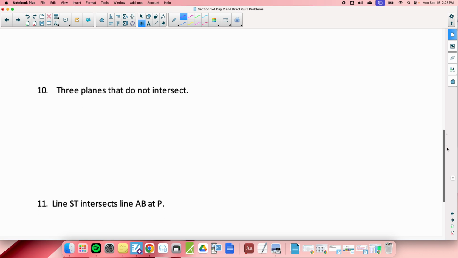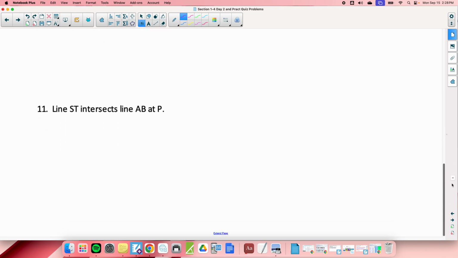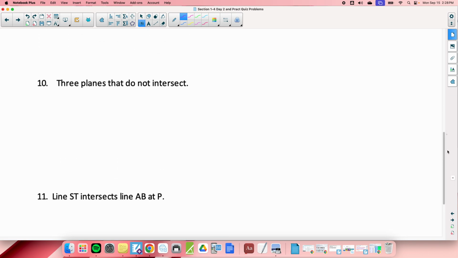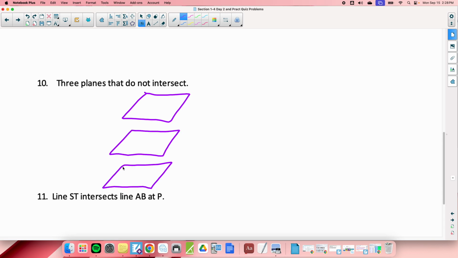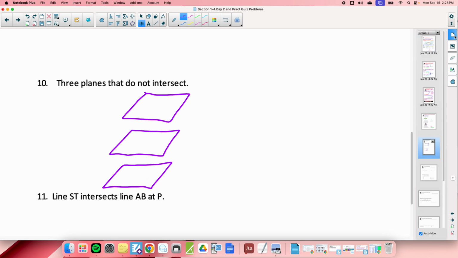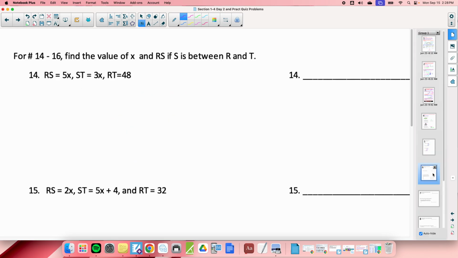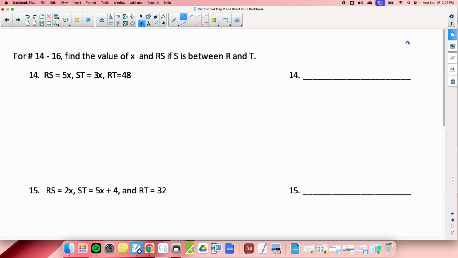All right, do you guys remember what it looks like when planes don't intersect? It's just literally three of those. It's just like this, and then they can't touch. Everybody get that? I'm kind of confused on 7. Well, I'm gonna keep going, and then if you have additional questions, we can come back, okay?